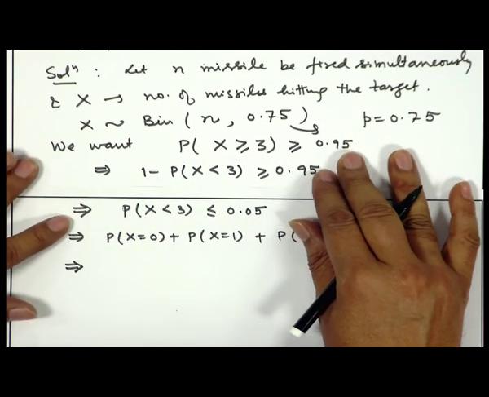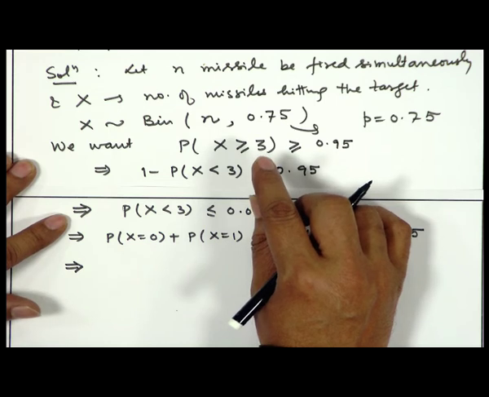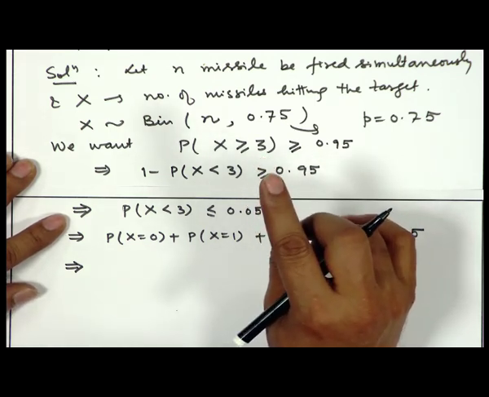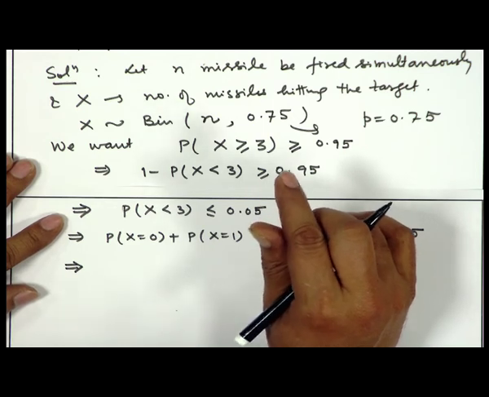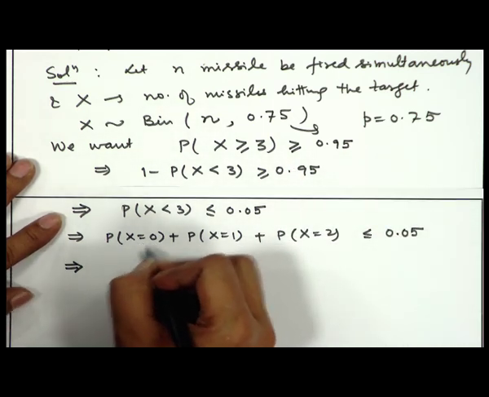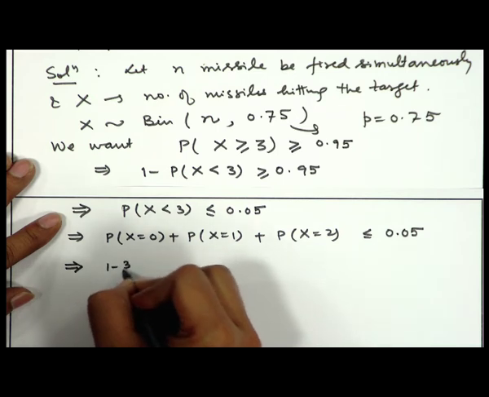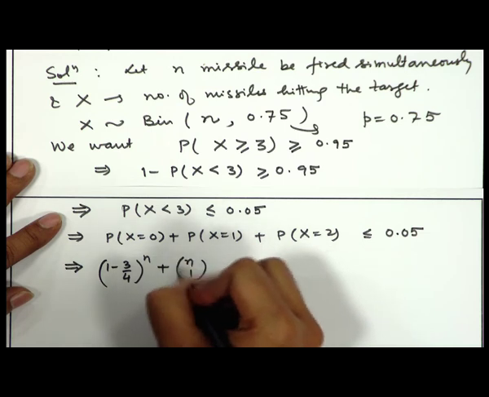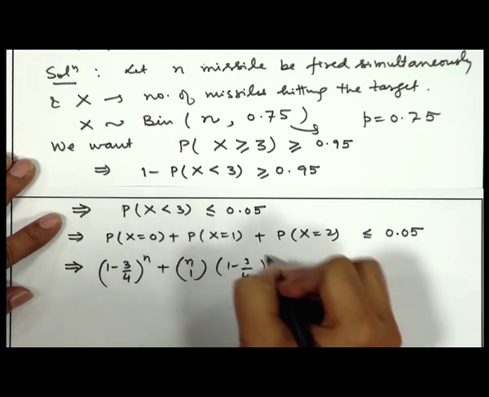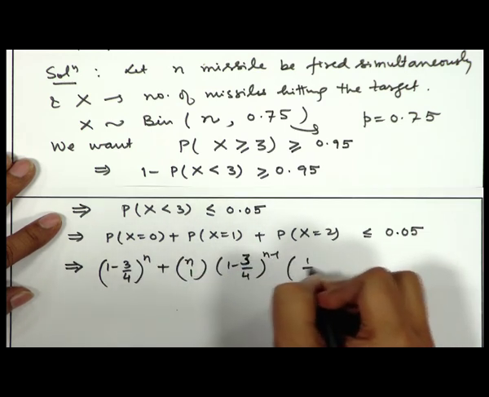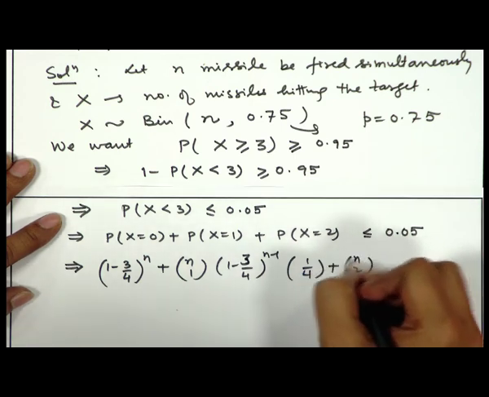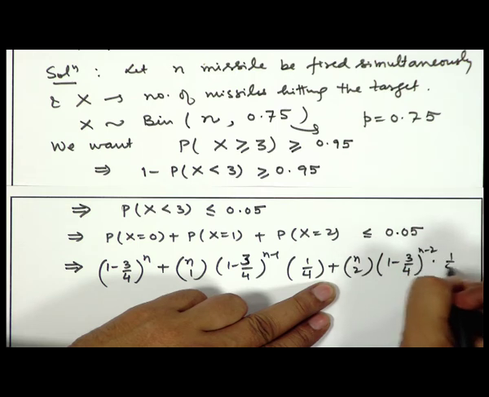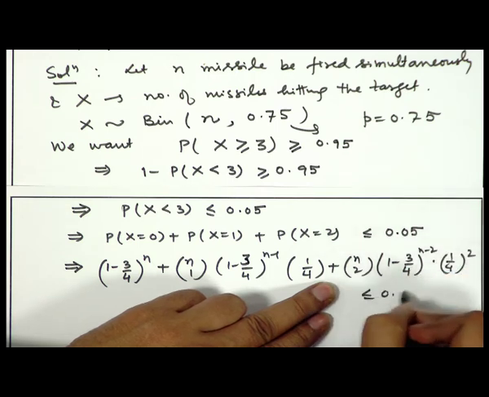So, from the binomial distribution, the probability of x is nCx p to the power x (1 minus p) to the power n minus x. So, probability x equal to 0 becomes (1 minus p) to the power n. So, that is (1 minus 3/4) to the power n plus nC1 (1 minus 3/4) to the power n minus 1 into 1/4 plus nC2 (1 minus 3/4) to the power n minus 2 (1/4) square less than or equal to 0.05.